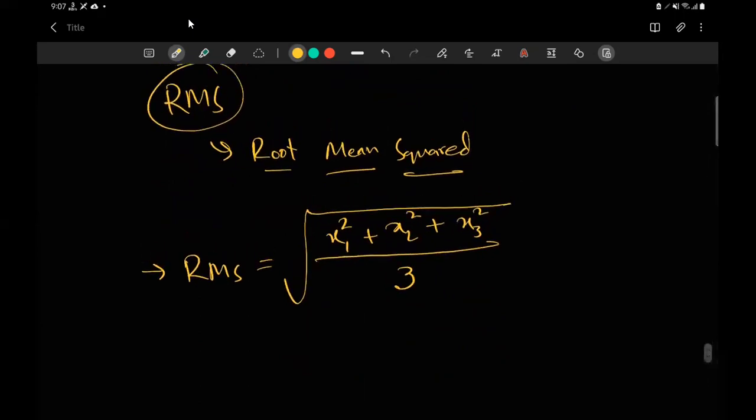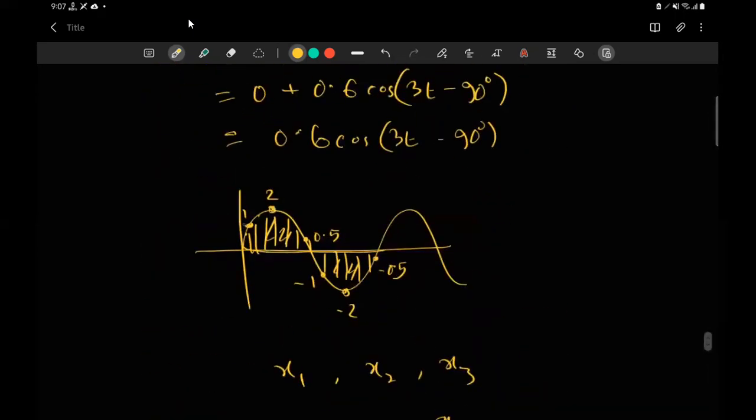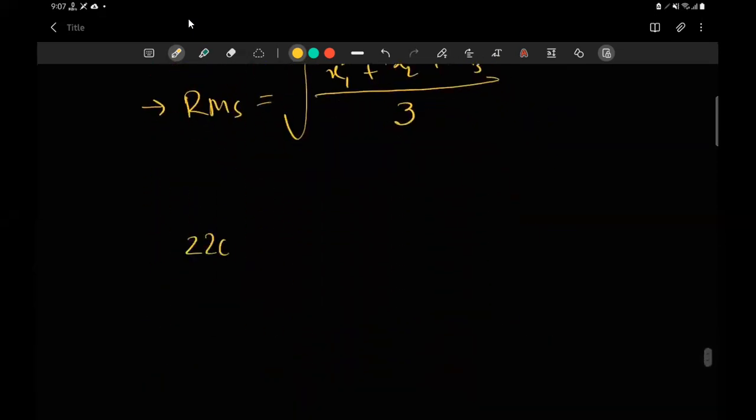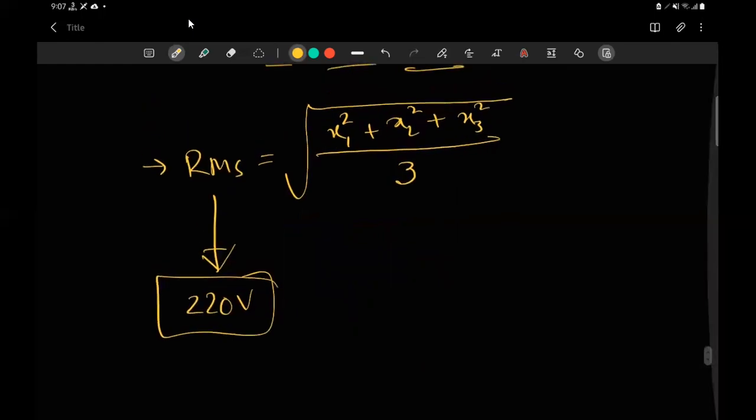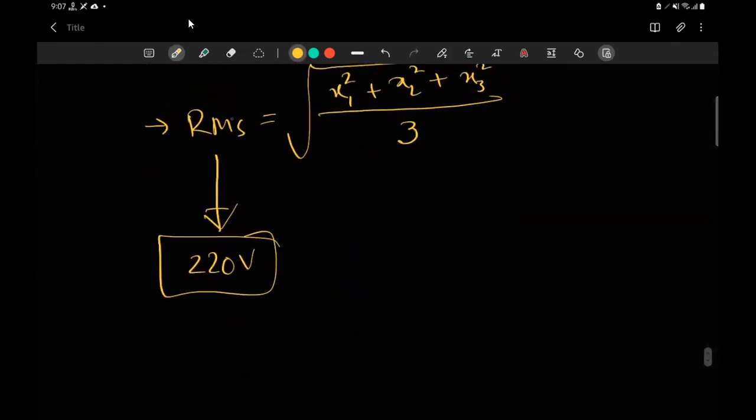Why is this more useful? Because look at this. If you square these values, for 1 you would get 1. For 2 squared you would get 4. For 0.5 squared you would get 0.25. But more interestingly, for negative values, if you square them, you will get positive values. So they will not cancel each other, and you will get a value. I have said that 220 volt is basically the RMS value of our voltage. So this is kind of like an average, but basically the actual average is 0.